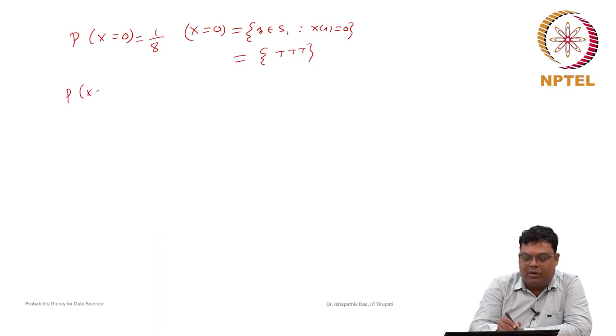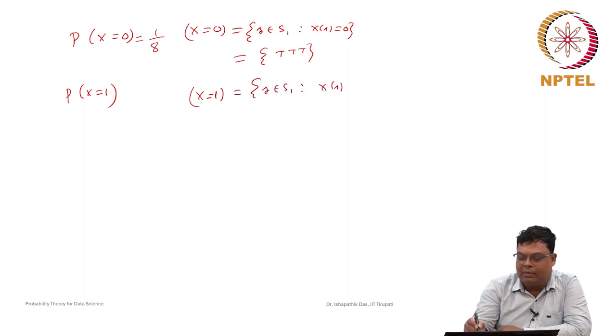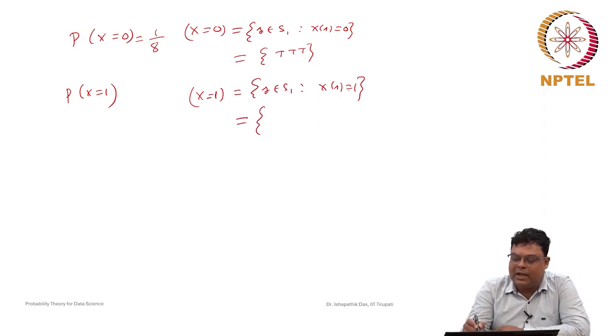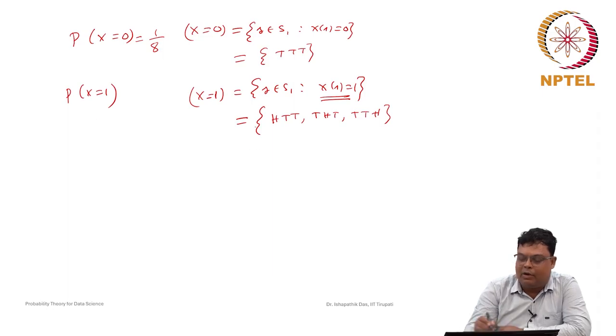Now, what is the probability of x equal to 1? We want to find all s belonging to S1 such that x of s is equal to 1. So, what are those points? See that here we are not considering less than or equal to, it is exactly equal to. Those values satisfy the equality, not the inequality. So, these are head tail tail, tail head tail, and tail tail head. These have only one head. So, the probability of x equal to 1 will be, because there are 3 possibilities out of 8, 3 by 8.